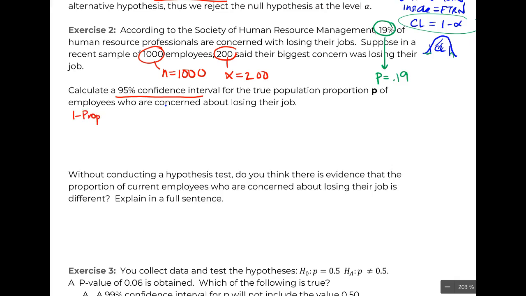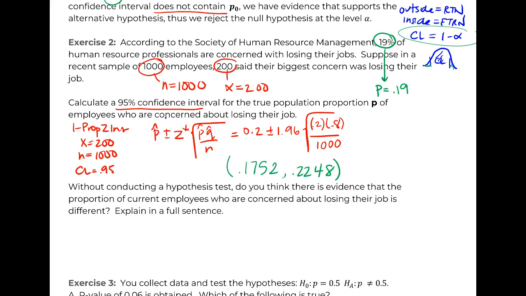So either 1 prop Z interval, X of 200, N of 1,000, confidence level of 0.95, or using the formula P hat plus or minus Z star square root P hat Q hat all over N. This is all just 6.2 stuff. Either way, you should end up with 0.1752 to 0.2248. So we can conclude that with 95% confidence that the true population proportion of employees who are concerned about losing their job is between 17.5 and 22.5%.